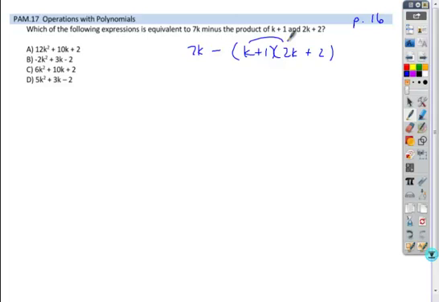the F part of FOIL, right? Because if I take k times 2k, I get negative 2k squared, right? And do I need to go any further? No. I have my answer choice B. It doesn't matter that you know or don't know the full answer. If you can identify which of the answers is correct, then your job is done. You can move on to the next question.